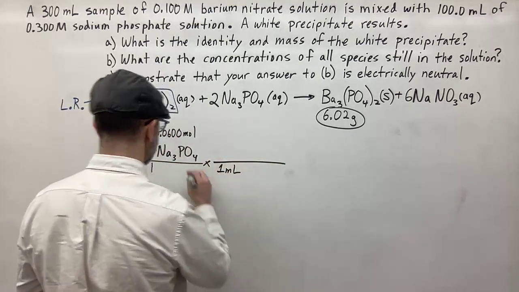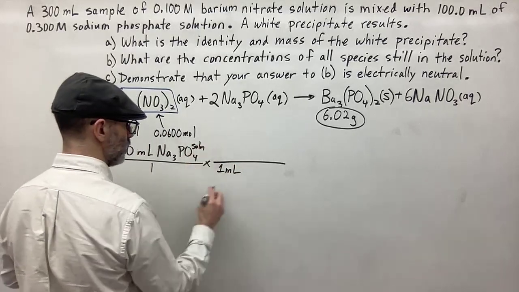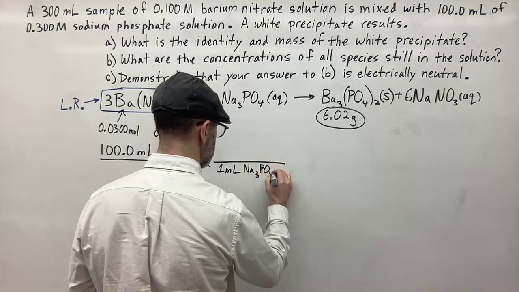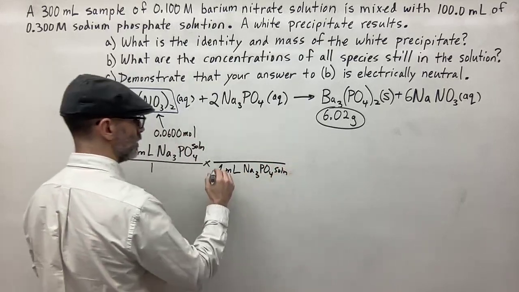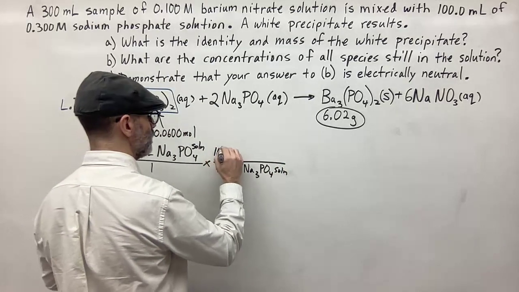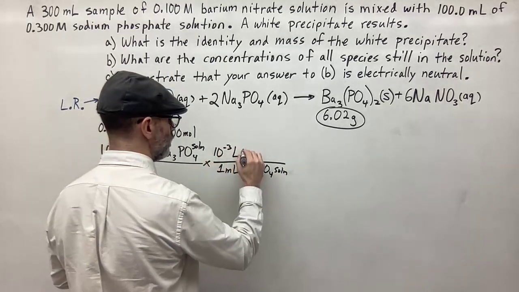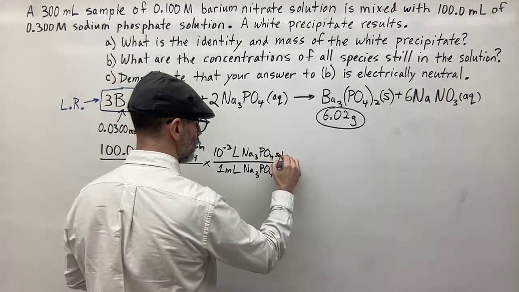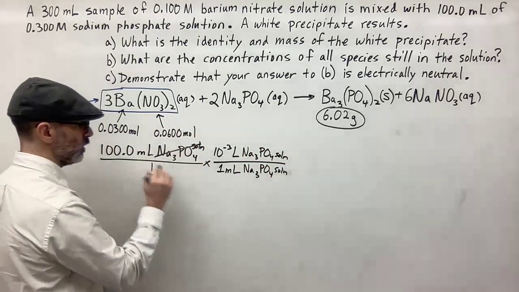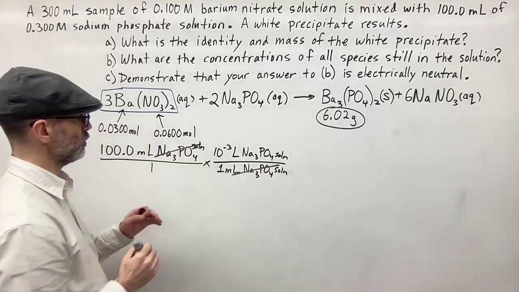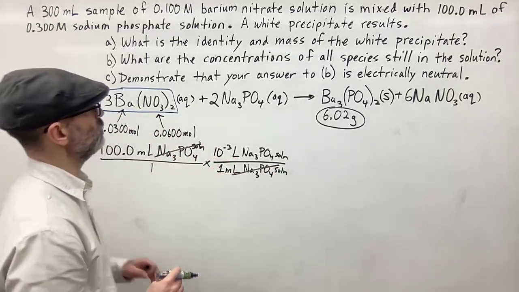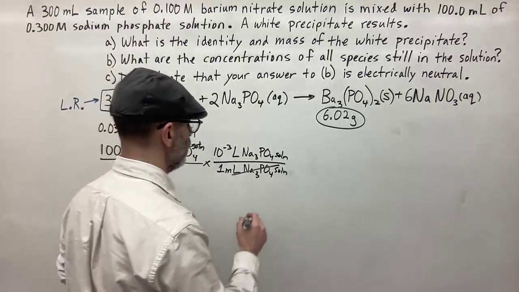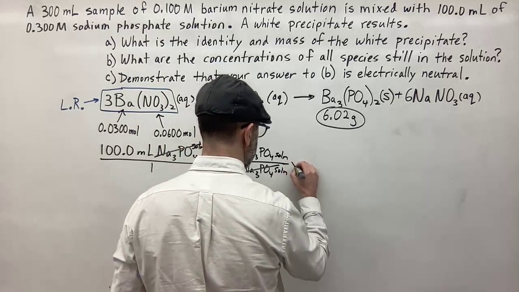1 milliliter, again, this is solution. We're talking about the solution. 1 milliliter of the sodium phosphate solution on the bottom, and 10 to the negative third liters of the sodium phosphate solution on top. So milliliters of the sodium phosphate solution cancels out. Now we have liters, so we can use the 0.300 molarity as a conversion factor again.